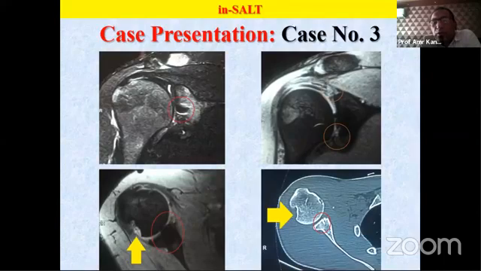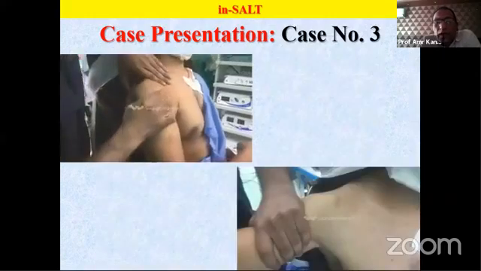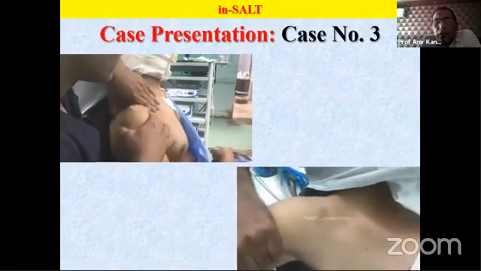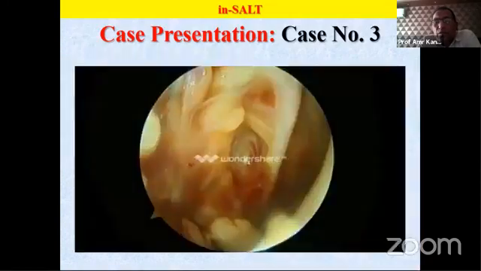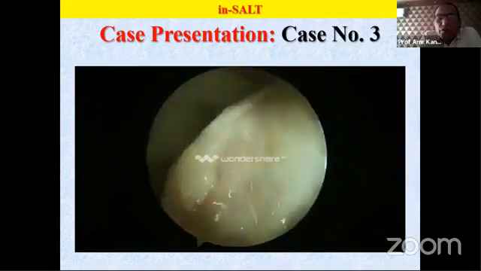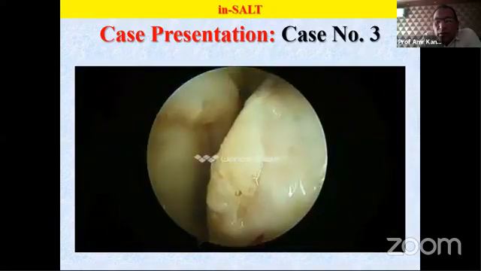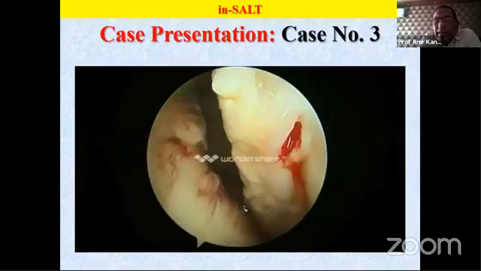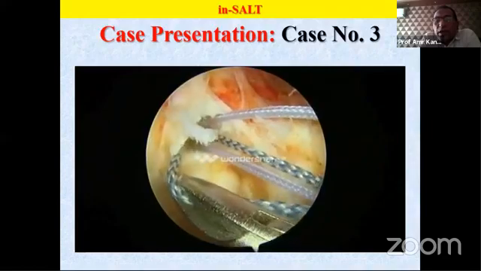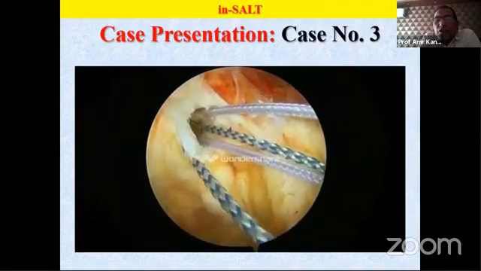CT confirmed the diagnosis and showed the anchors of the previous procedure. Examination under anesthesia revealed the direction of the instability and confirmed the diagnosis. So he was revised by an arthroscopic soft tissue procedure. The Hill-Sachs lesion was engaging, so he was managed by remplissage. An anchor was placed in the Hill-Sachs lesion.